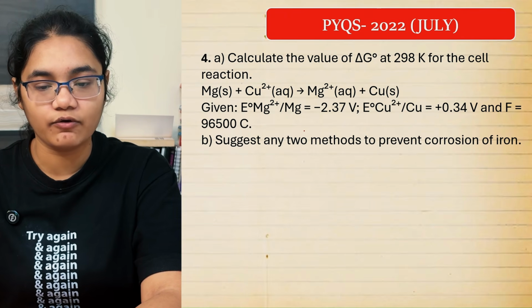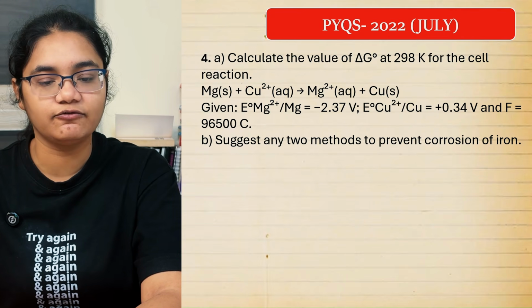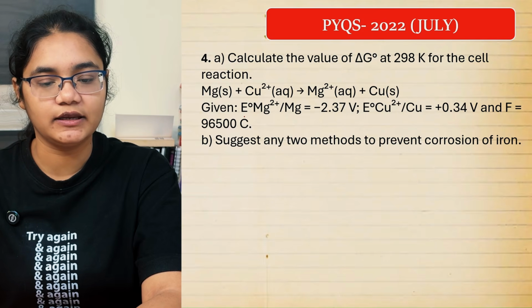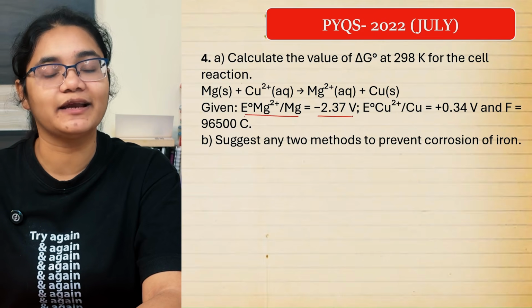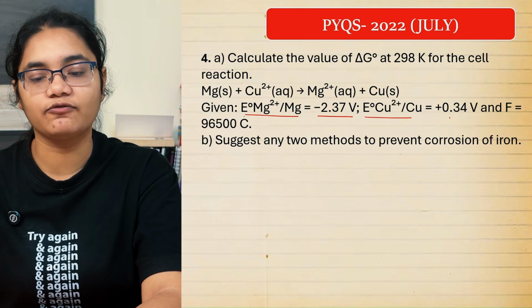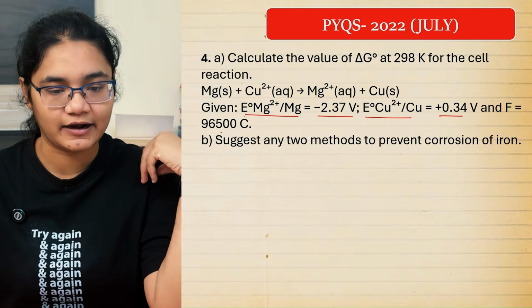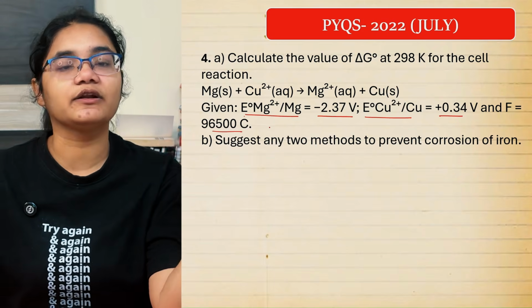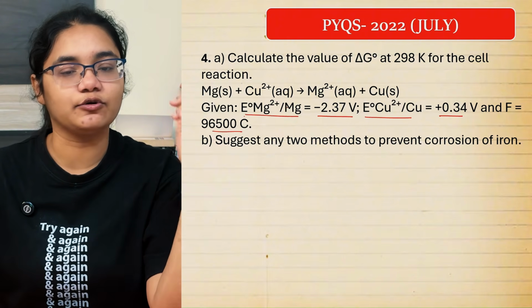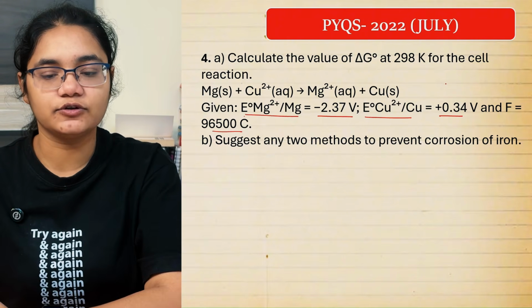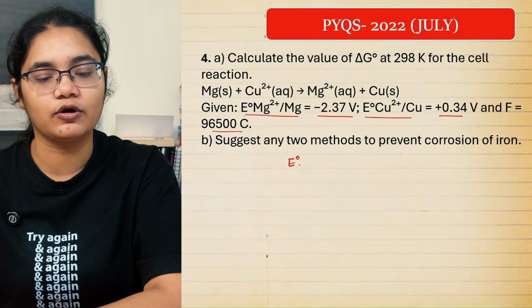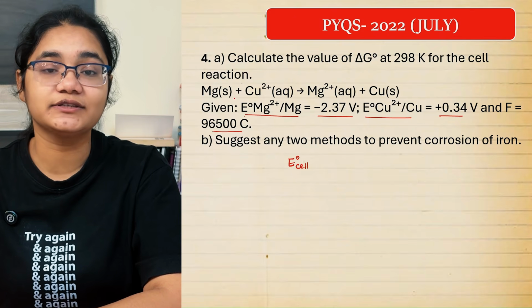Fine. Next is question number 4. Calculate the value of delta G at 298 Kelvin for the reaction. You have been given E naught value of Mg2 plus to Mg as minus 2.37 volt, and E naught of copper is 0.34 volt, and the Faraday value is given to you. You have to calculate the value of delta G, and we know delta G is equal to minus nF E naught of the cell. So the first task here is to calculate the E naught value. And how to identify which is cathode and which is anode?